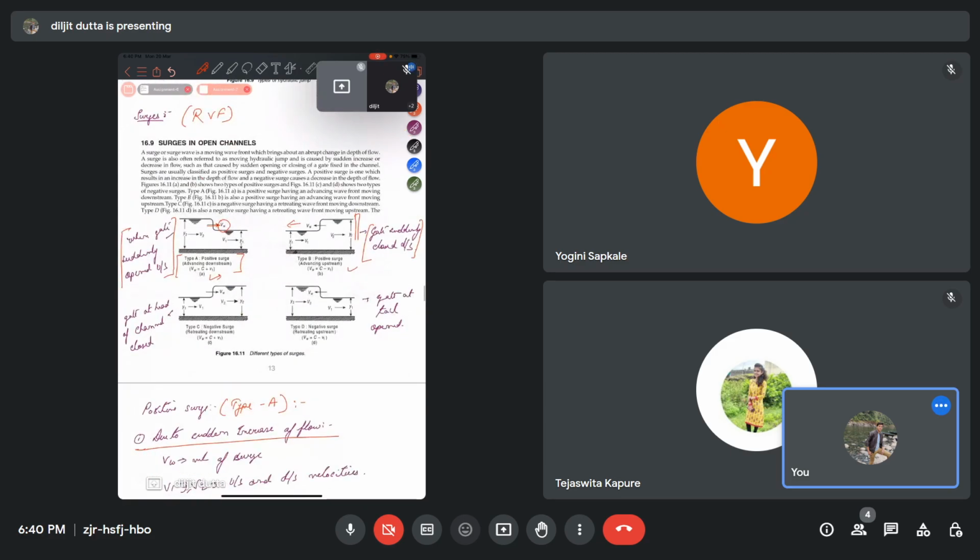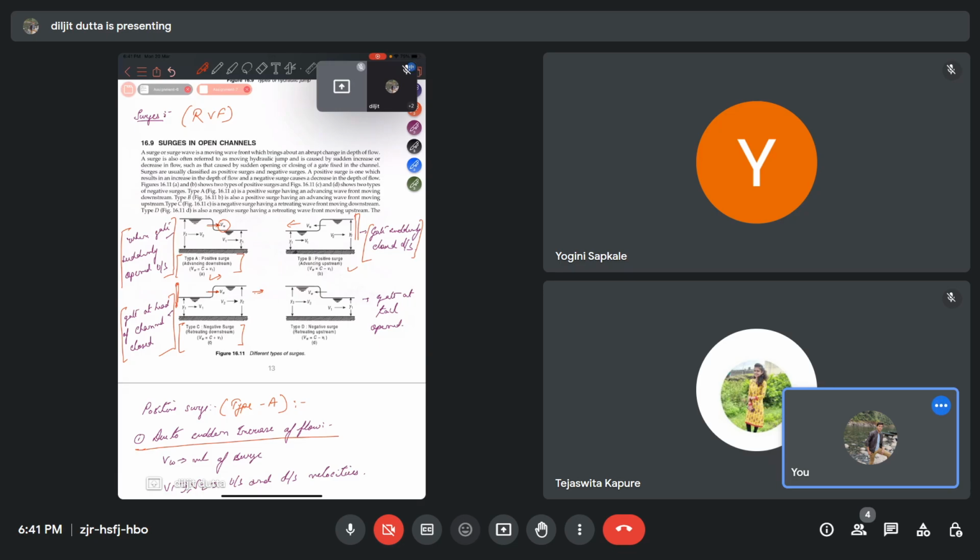Now the third is a negative surge, so type C negative surge. This will happen when a gate at the head of the channel is suddenly closed. So if there is a gate here, and the gate is suddenly closed, then the depth of the flow will decrease here, and it also decreases the depth of the flow in the downstream direction. So the surge will be moving along the direction of the flow.